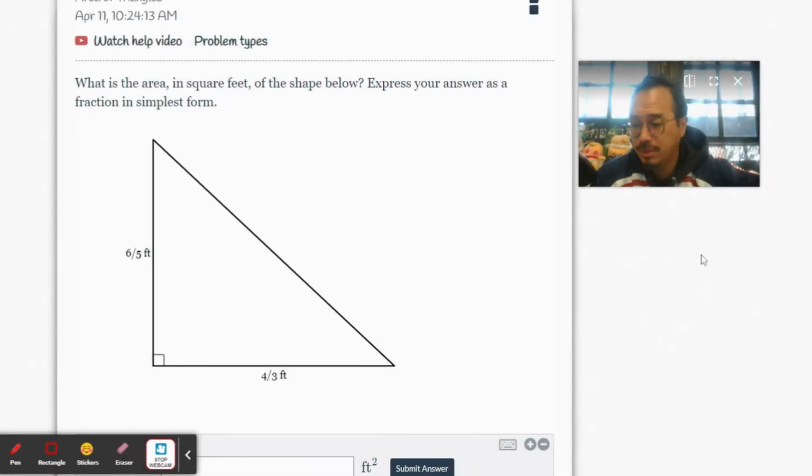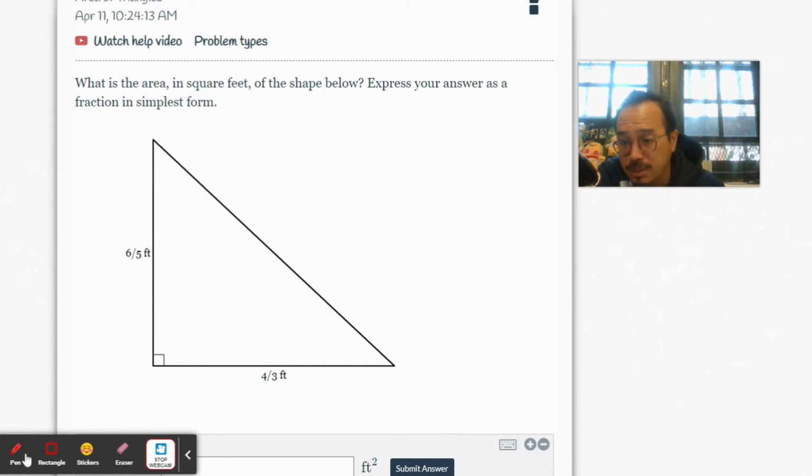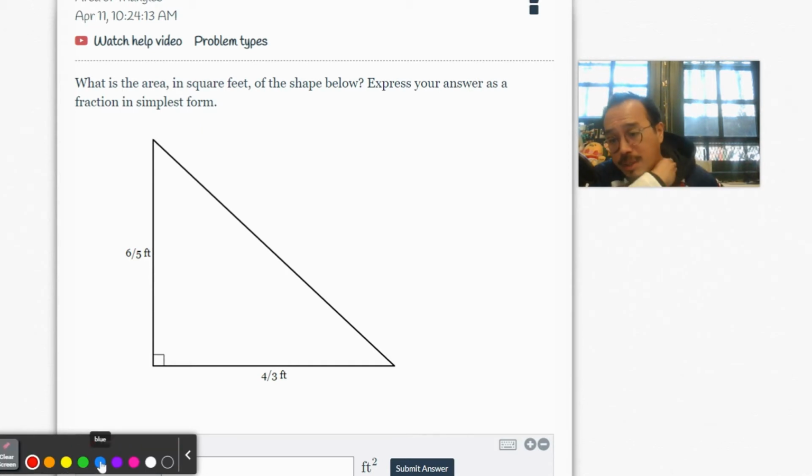So tonight's homework should take you less than 10 minutes, okay? For the first one, we're gonna look at the area of a triangle. Now, I picked this on purpose where you have fractions to deal with because you might very well still see that on the state exam. All right, so let's take a look.